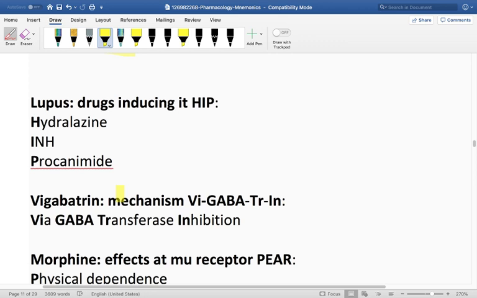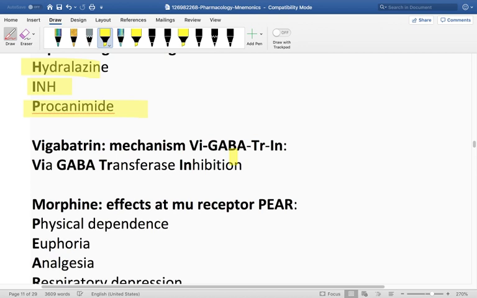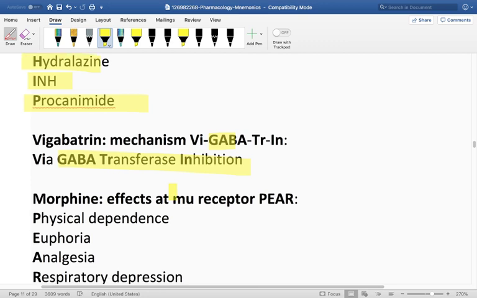Then, doctor, what are the drugs which, when used, lead to development of lupus? Three drugs you should remember: hydralazine, INH, procainamide. How does vigabatrin basically function? Vigabatrin, GABA transaminase inhibition. That is what vigabatrin will be doing.